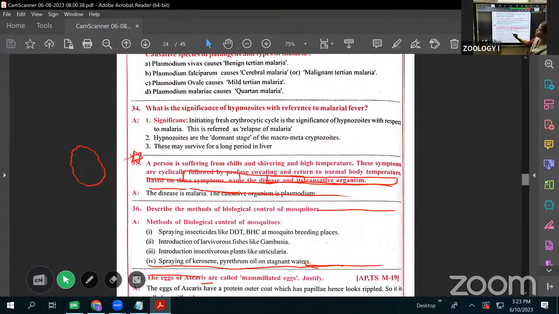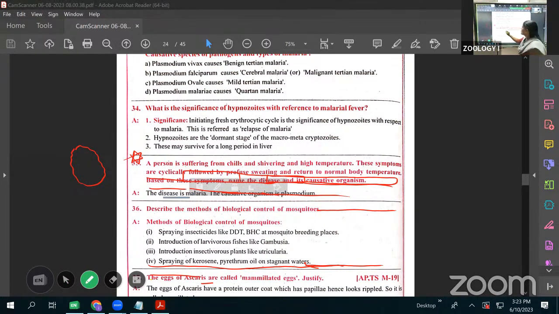See this one. A person is suffering from chills and shivering, high body temperature, and the following profuse sweating. Which disease's symptoms are these? These are the symptoms of malaria. The causative agent is Plasmodium.